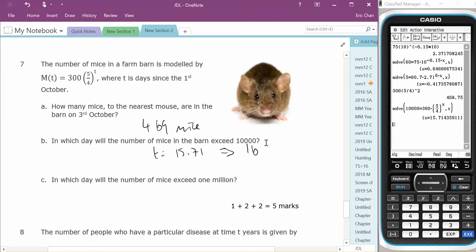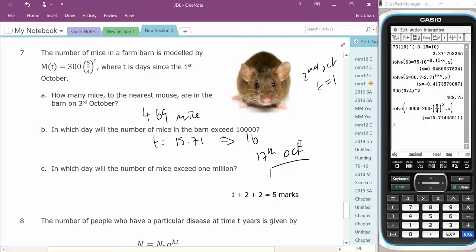So let's go back to our system. The 1st of October is day 0, 2nd of October is t equals 1, 3rd of October is t equals 2. So if the 2nd of October is t equals 1, then t equals 16 would be the 17th of October. Okay, so it's really important. I know it's a bit confusing, because I get mixed up with this as well, but spend some time on working out the correct day and how the date system works.